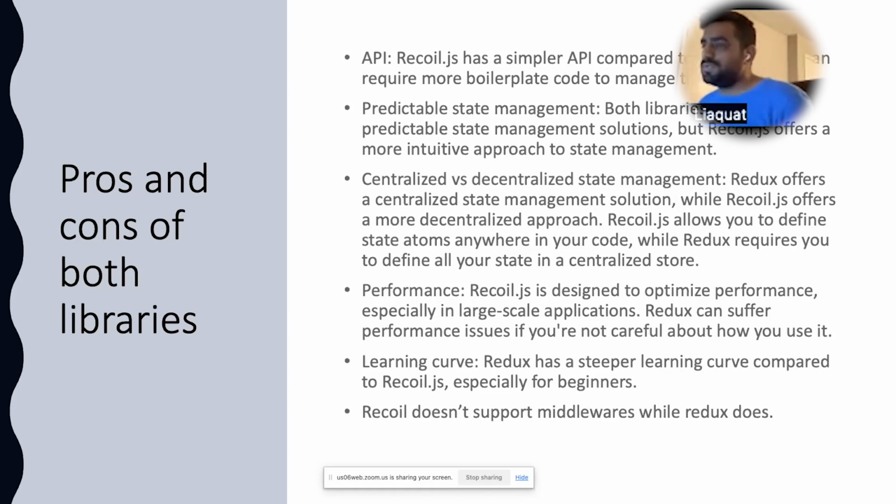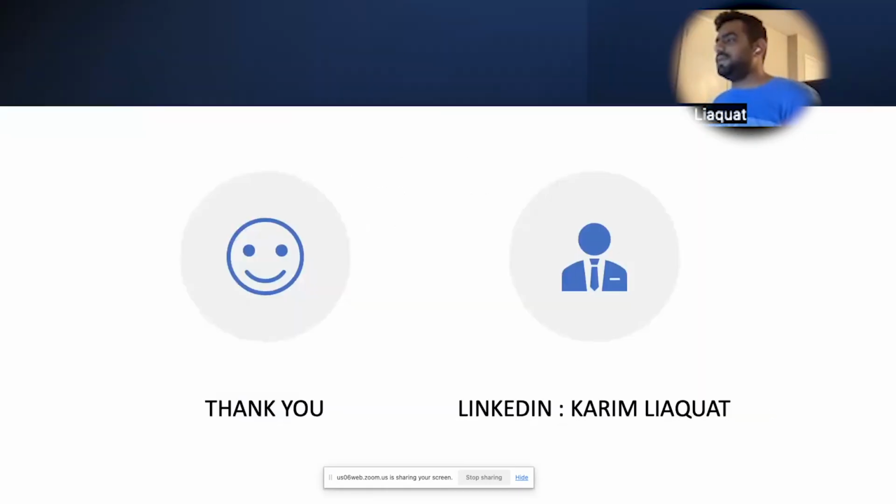So we need to decide which one to go with. If we are building a complex application, I would still say go for Redux because Recoil is still lacking in some things. But if it's a 2-page or 3-page application, I would highly recommend going with Recoil. Okay, and I think that's pretty much it.